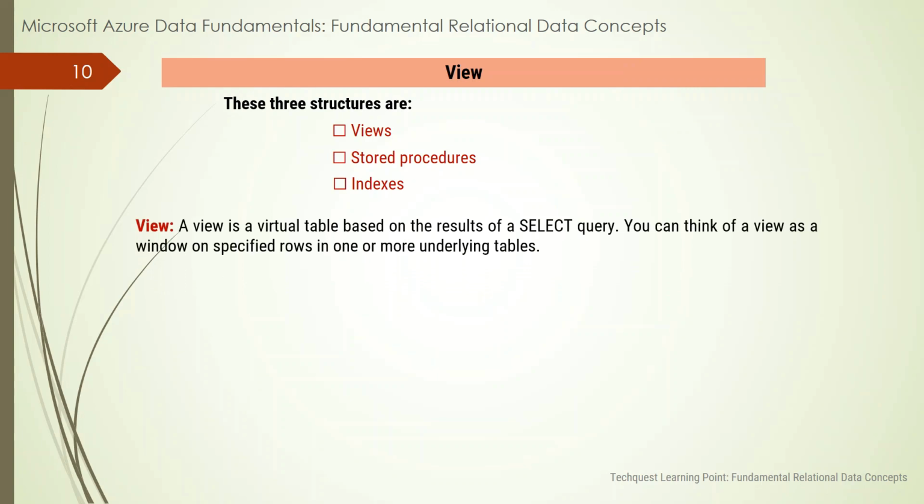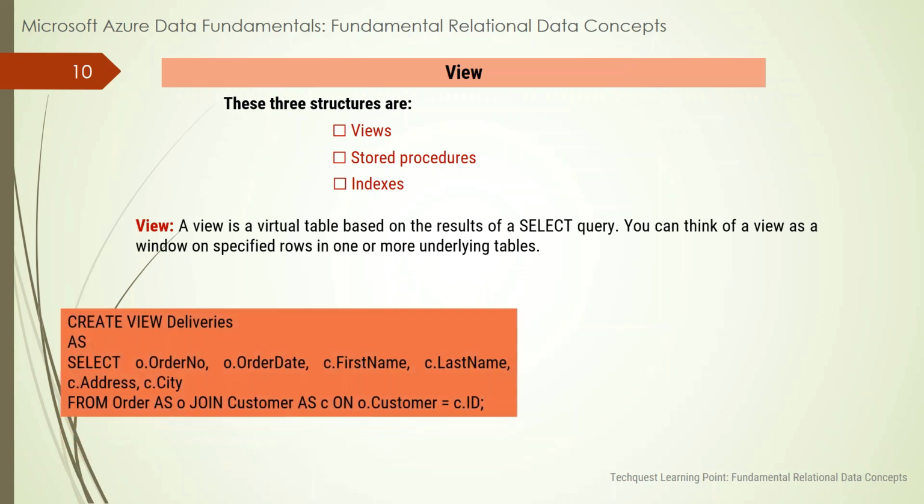View. A view is a virtual table based on the results of a select query. You can think of a view as a window on specified rows in one or more underlying tables. For example, you could create a view on the order and customer tables that retrieves order and customer data to provide a single object that makes it easy to determine delivery addresses for orders.